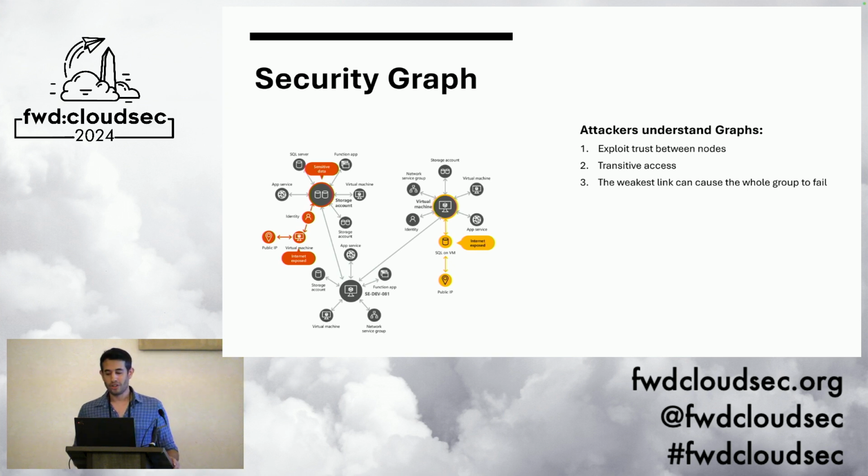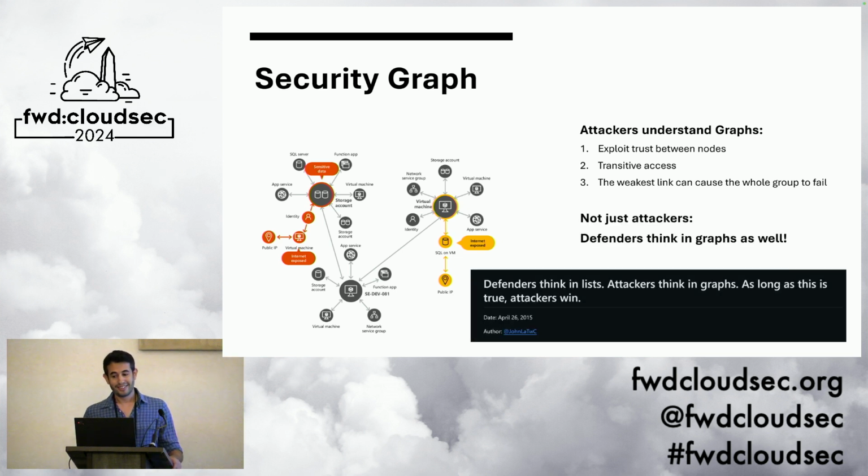Attackers understand the notion of traversal. Midnight Blizzard, for example, is an actor who deeply thinks in graphs. But not just attackers. Defenders think in graphs as well. Take a look at John Lambert's article from nearly a decade ago. Defenders think in lists, attackers think in graphs, and as long as this is true, attackers win. Fortunately, we, as defenders, have started to embrace and implement graphs.